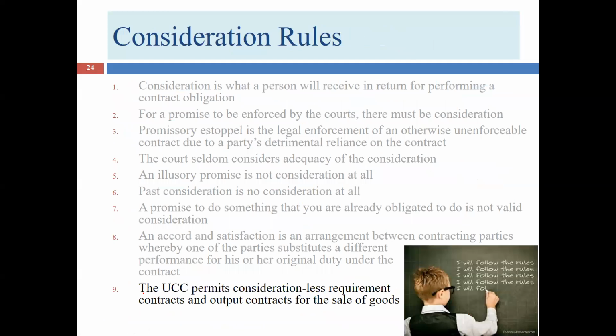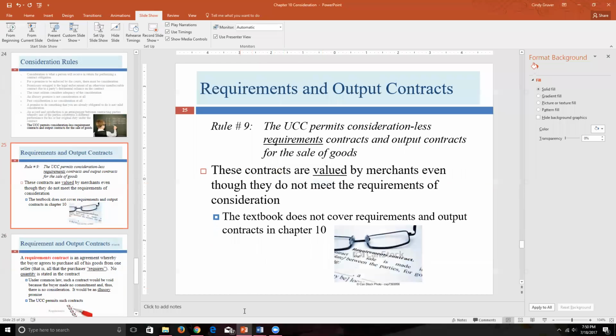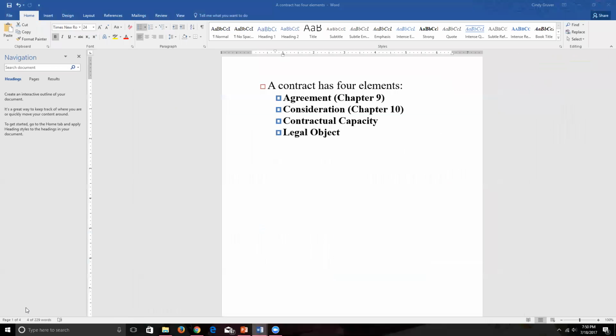So now we're to the last element in our consideration rules. Okay, so the UCC, again, stands for the Uniform Commercial Code. So we're not talking about the common law right now, we're talking about the commercial code. It permits considerationless requirements contracts and output contracts for the sale of goods. Okay, so let's go back for a second to look at our little cheat sheet.